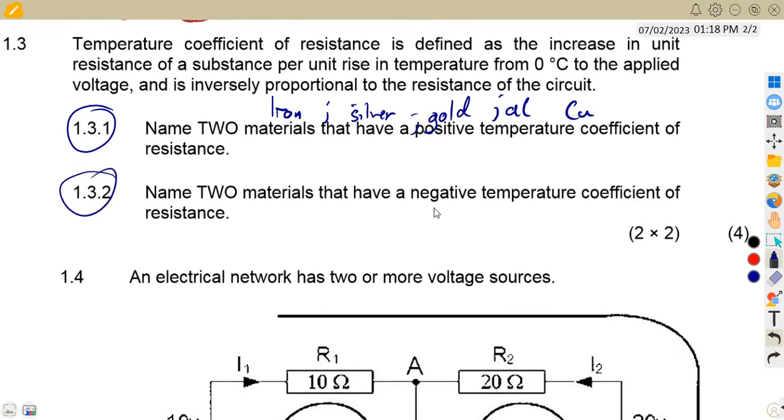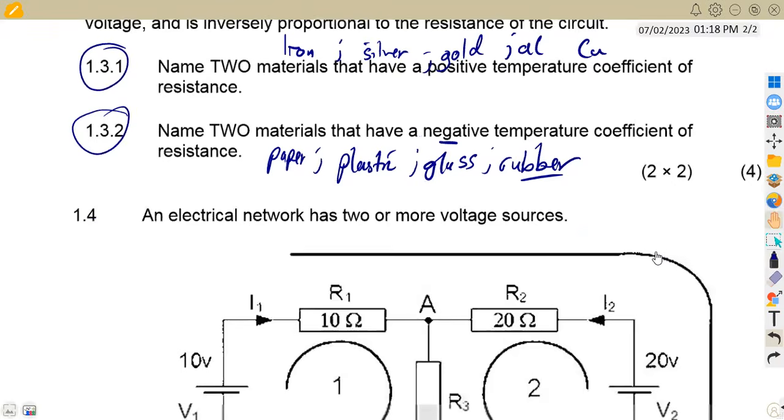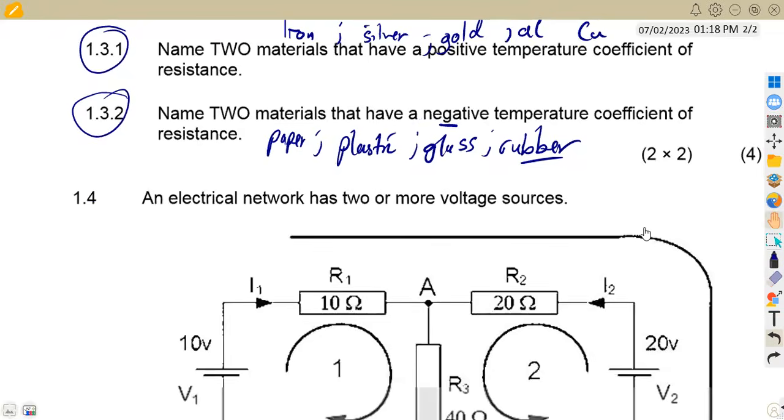Then for the negative temperature coefficient, we'll be talking about non-metals. So non-metals, think of paper, think of plastic, think of glass. Also, there are so many non-metals, like rubber. We didn't list that one here, so you can also include rubber. These ones have a negative temperature coefficient of resistance.